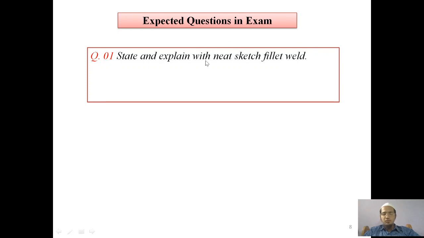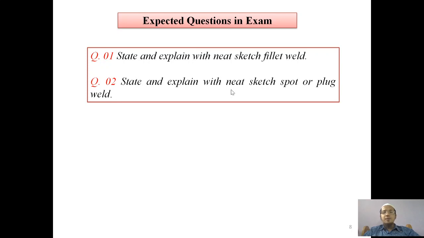And state and explain with neat sketch slot or plug weld. We have just discussed this. You have to draw those pictures, those diagrams, and you have to explain in detail about that. Hope you can answer these questions.